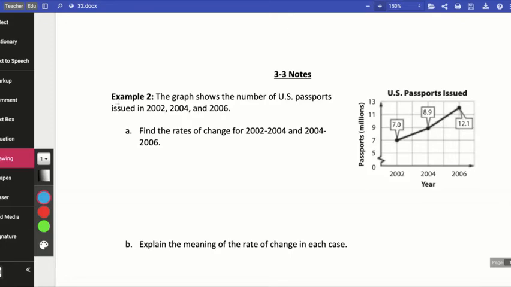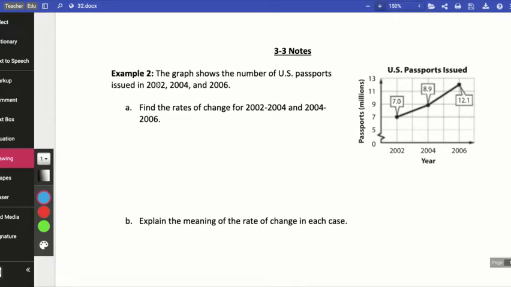Let's take a look at example 2 from the 3-3 notes. Example 2 shows that the graph shows the number of U.S. passports issued in 2002, 2004, and 2006. And here we see that the title of the graph is U.S. passports issued. Please recognize that our x-axis is the year, and our y-axis is our passports in millions.